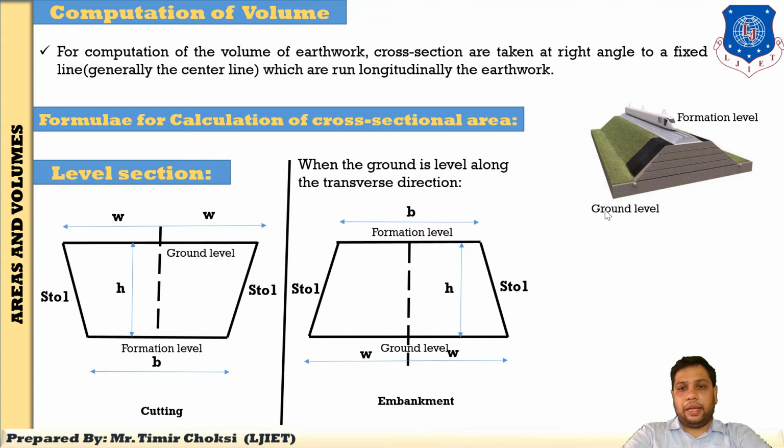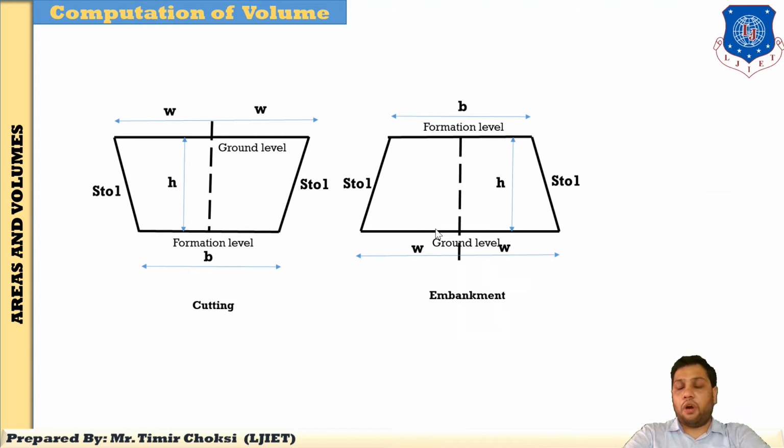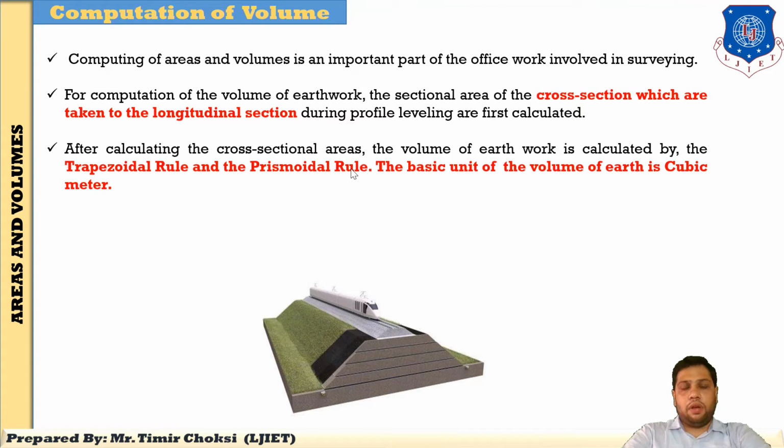So students, there are two possibilities: one is a cutting and one is a filling. You have already studied this in the basic civil engineering subject. So this is a cutting and this is an embankment. There are two possibilities. Now you are focused only on the level section, as I have already said. Now I will explain how to find the volume.